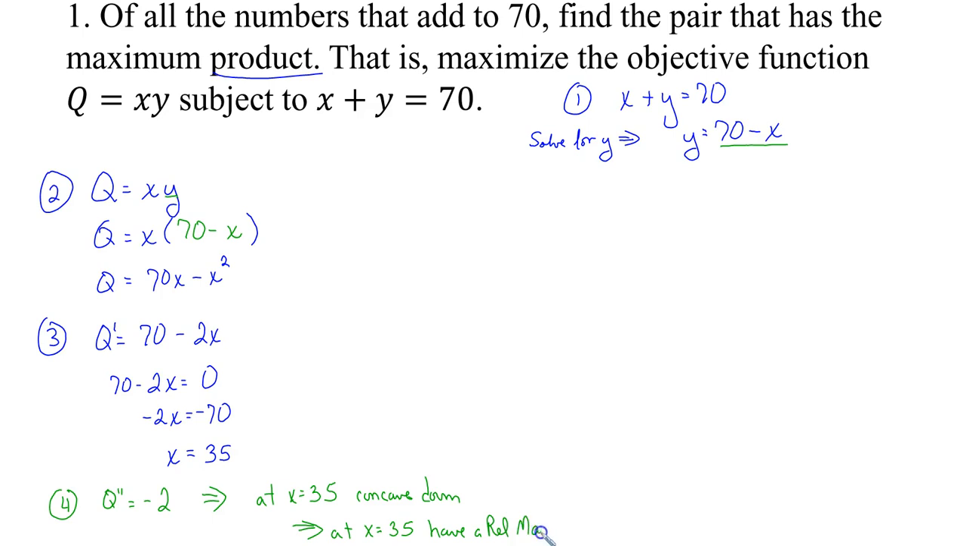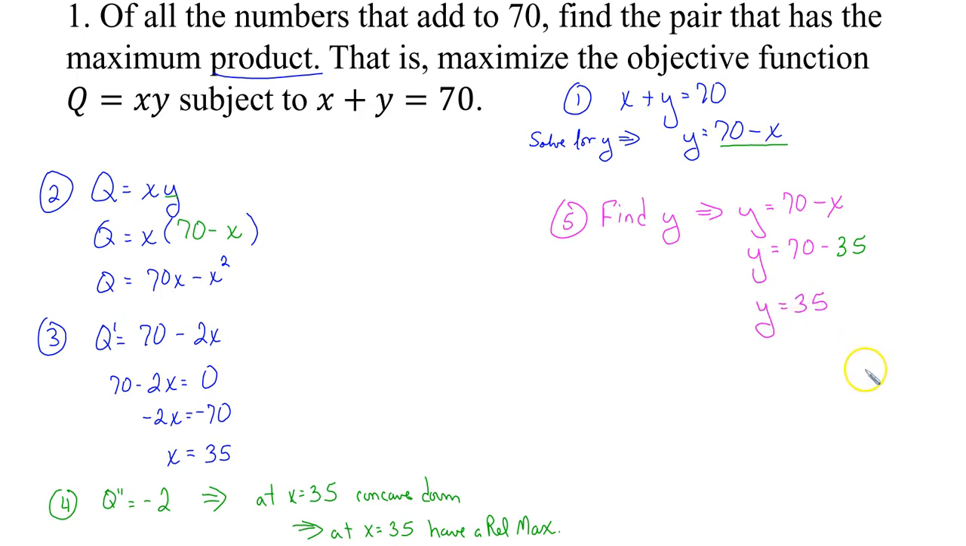And so that's what we're trying to achieve here. So at x is equal to 35, we are going to get that maximum. So our maximum product is going to happen when x is equal to 35. So now the next step of this process is to actually go and find y. So we're going to find y by using y is equal to 70 minus x. And so y is going to be equal to 70 minus our x value of 35. And that means that y is also going to have a value of 35.